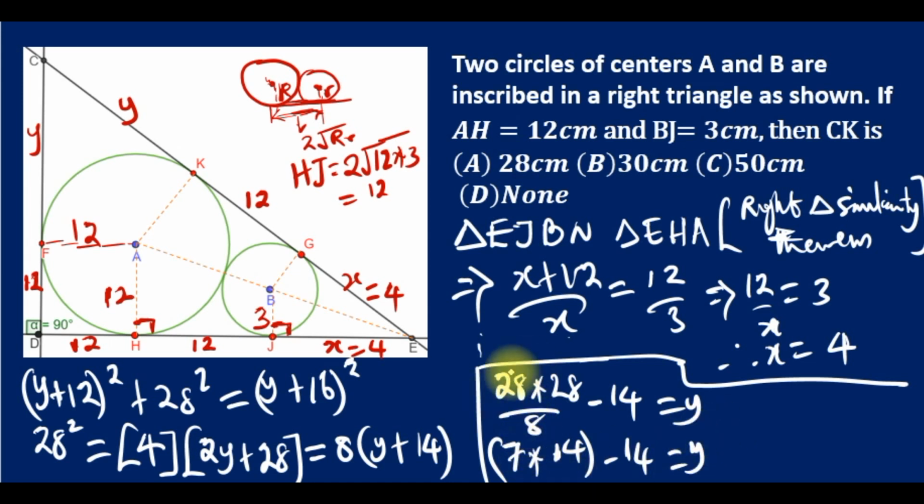So 4 in 28 is 7, 4 in 8 is 2, 2 in this is 14. So what is common is 14. So 14 times 7 minus 1. So the answer is 14 times 6. 14 times 6 is 84. So our answer is none of these.